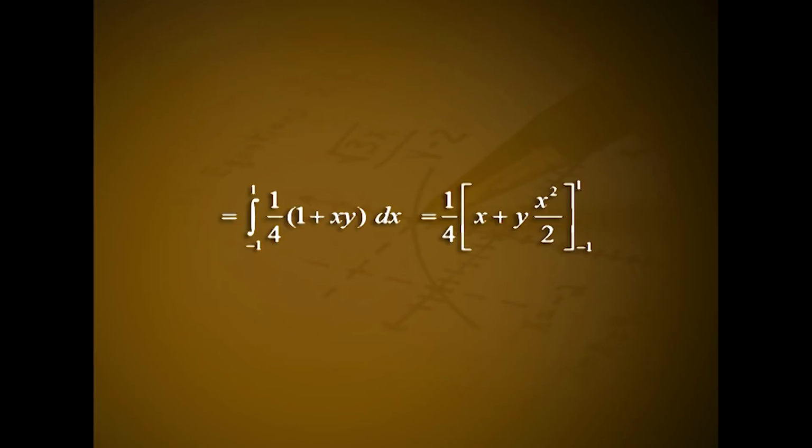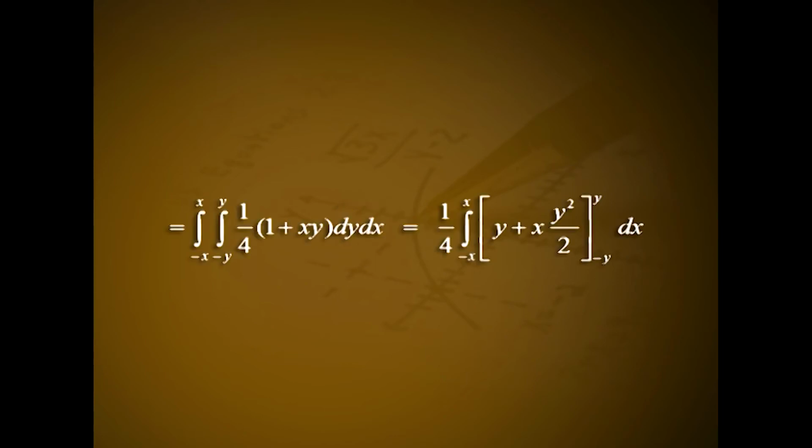Marginal PDF of y, f2 of y is equal to integral over x f of xy dx. That is integral from minus 1 to 1, 1 by 4 into 1 plus xy dx. That is 1 by 4 into x plus y into x square by 2 over the limit from minus 1 to 1. That is equal to 1 by 2 for minus 1 less than y less than 1. Here f of xy not equal to f1 of x into f2 of y. Hence, x and y are dependent.